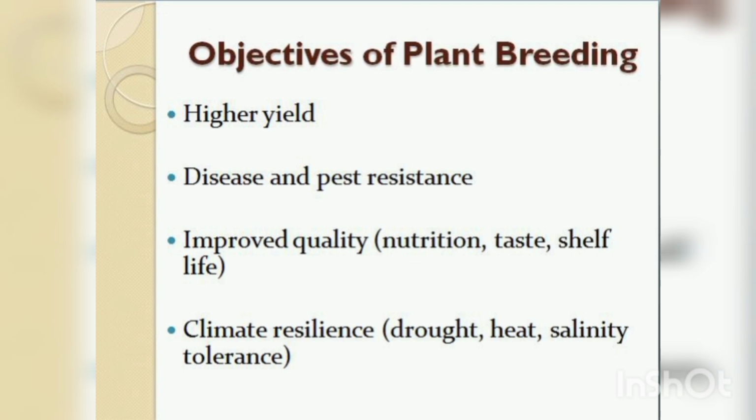2. Disease and pest resistance. Farmers lose a significant portion of their crops to diseases and pests. By breeding resistant varieties, we reduce reliance on chemical pesticides, making farming more sustainable.